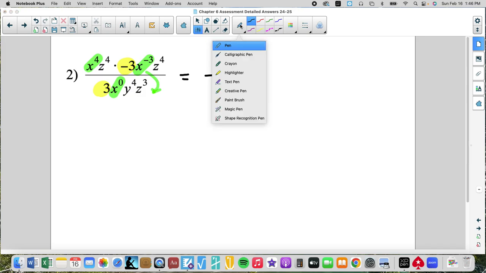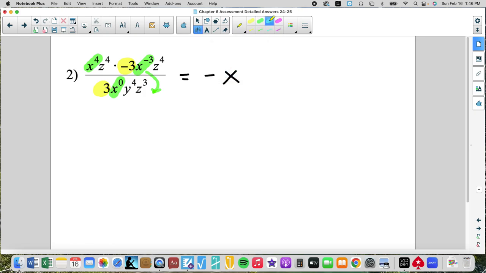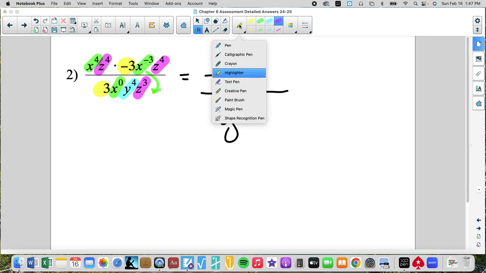Let's do my y's. I only have a y to the fourth, and it's positive, so that stays in the denominator. And now let's deal with our z's. We have z to the fourth, z to the fourth, z to the third. That's z to the eighth in the numerator, z to the third in the denominator. So we're going to have 5 left over in the numerator.